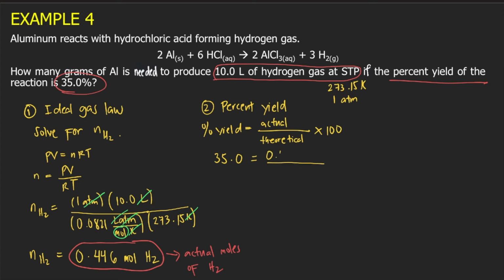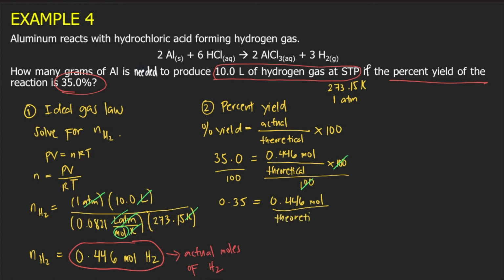That's 0.446 moles divided by theoretical yield times 100. If you divide both sides of the equation by 100, the left side is 35 divided by 100. That is equal to 0.35. And on the right side, 100 will cancel. So you're left with 0.446 moles divided by the theoretical amount or theoretical yield.